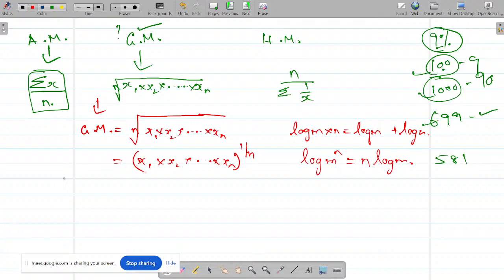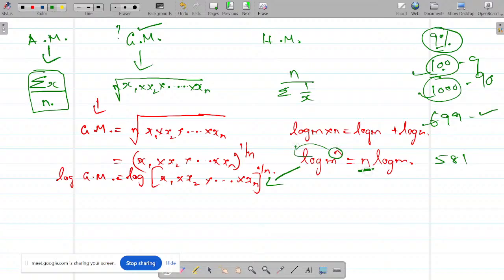Both the sides now I take log. So log of geometric mean is equal to log of this value, x1, x2 all multiplied, to the power 1 by n. See, can you just link these two now? If the power is there, what happens? It comes outside the logarithm. Am I right? So shall I write this step as 1 by n log of x1, x2, x3, and so on up to xn multiplied? Okay, so this is nothing but log geometric mean.